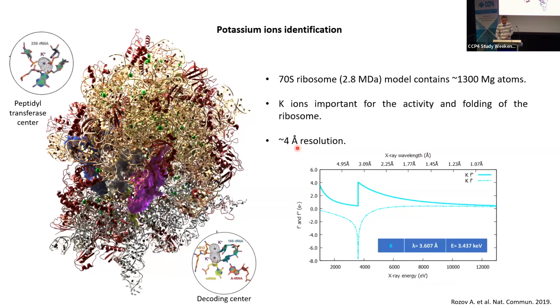I should say nowadays, if someone works on the ribosome, that will be in cryo-EM, but there's no anomalous data in cryo-EM, so that's one of the benefits of crystallography, at least.